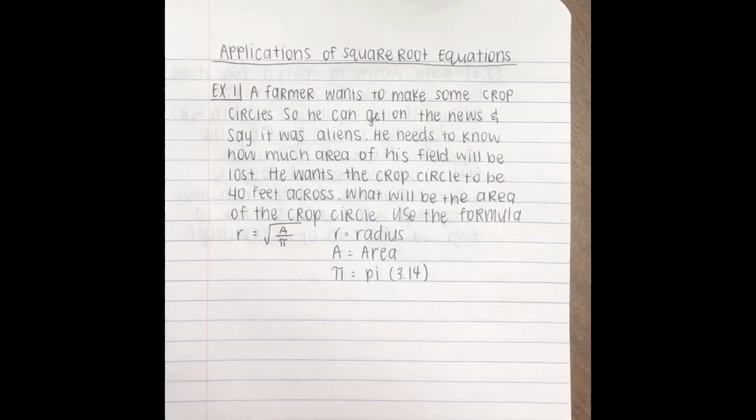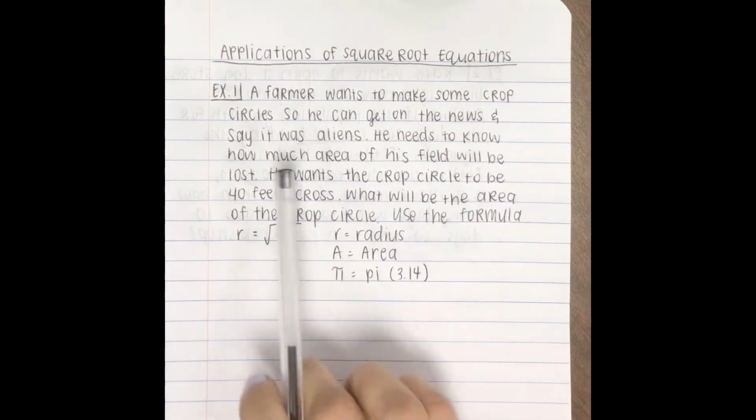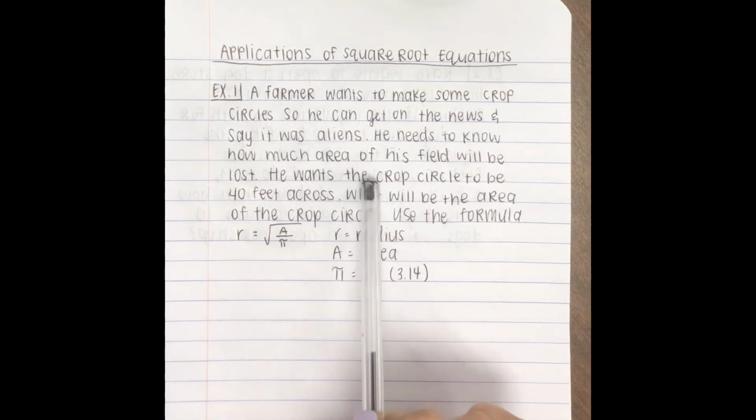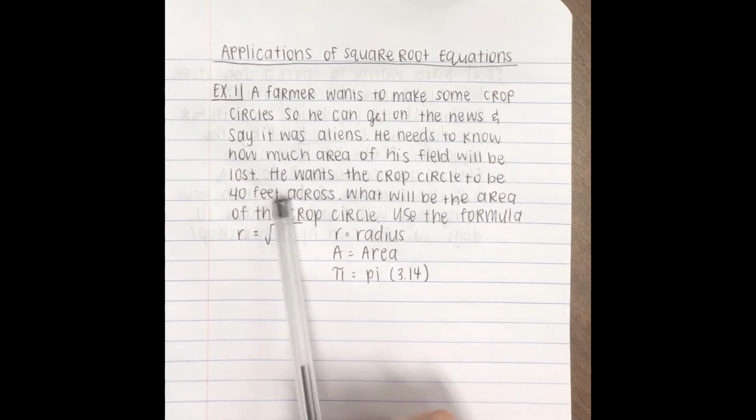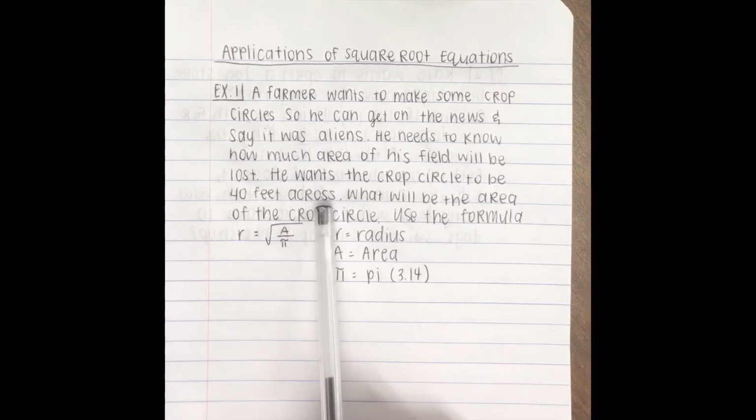All right, so we are discussing applications of square root equations. The first example says a farmer wants to make some crop circles so he can get on the news and say it was aliens. He needs to know how much area of his field will be lost. He wants the crop circle to be 40 feet across. What will be the area of the crop circle?